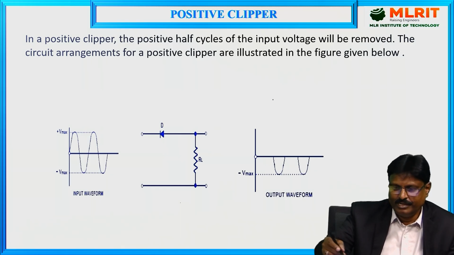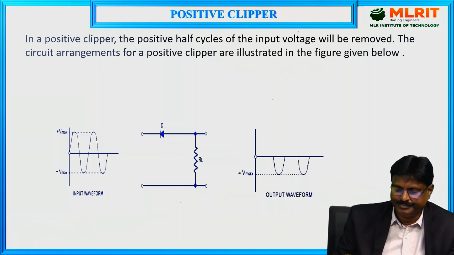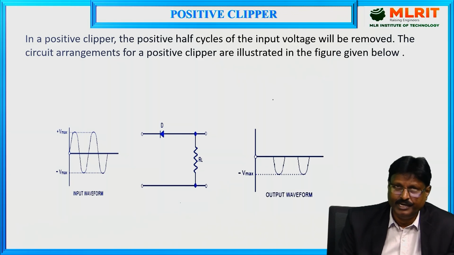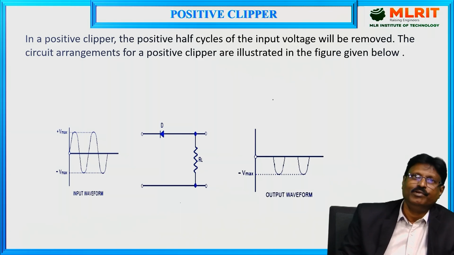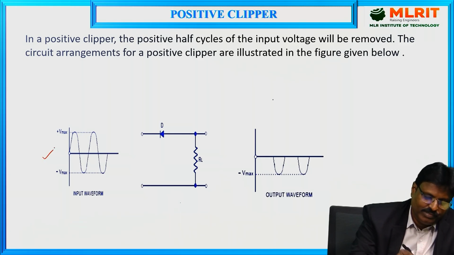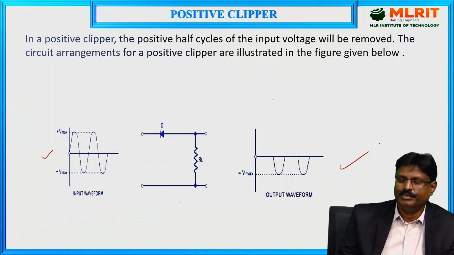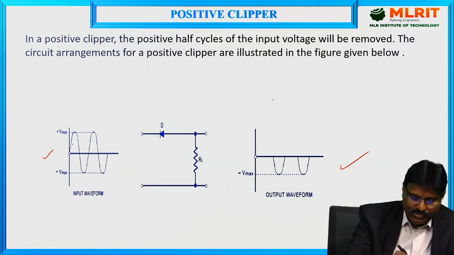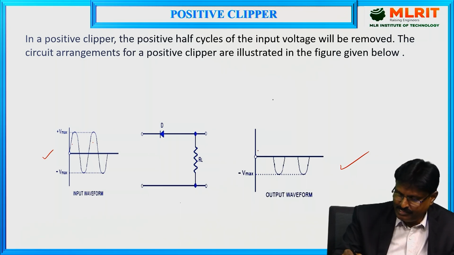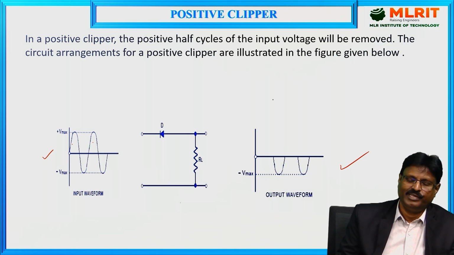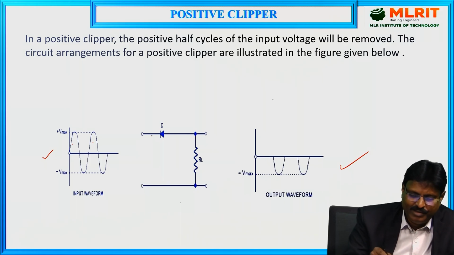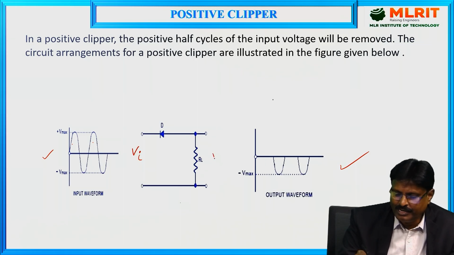And next, about the operation, positive clipper. First kindly keep in mind that the positive peak will be removed here. So whenever this is the input voltage, the output voltage must be like this. That means here, this positive peak must not be there. As you can see here, positive peaks are not there in the output voltage signal. So how it happens, let us see here. Here I am providing the input voltage, and here I am taking the output voltage across the output terminals.